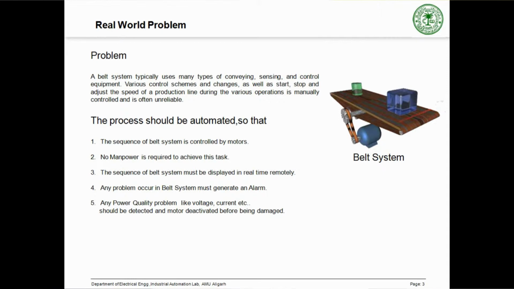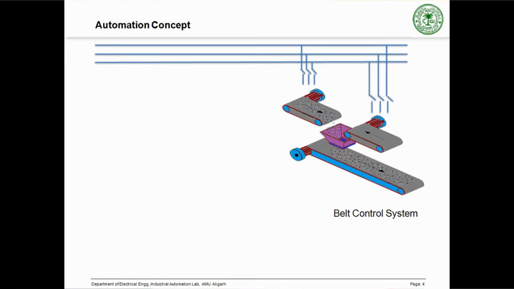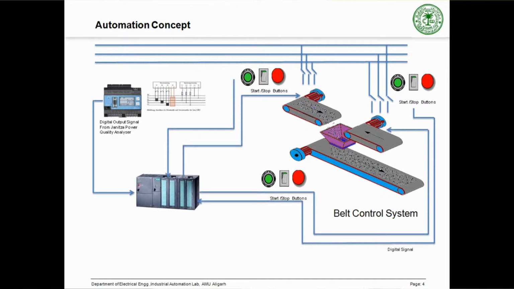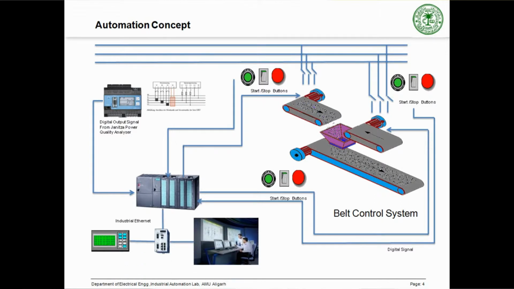Now let's see the schematic diagram of the automatic belt control system with two feeding belts. Here this is the belt system. These are the start stop buttons, used to control the sequence of the belt system. This is a power quality analyzer. This is the PLC. All the start stop buttons go to the PLC, and a digital signal coming from the power quality analyzer is fed to the PLC, to ensure that the motors do not start under a poor power quality condition like under and over voltage.